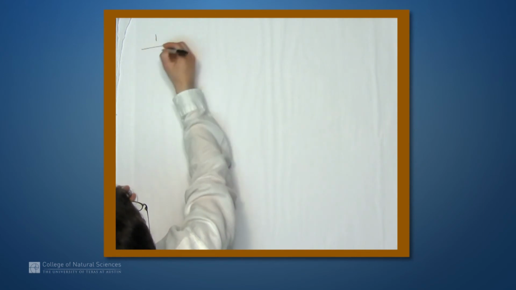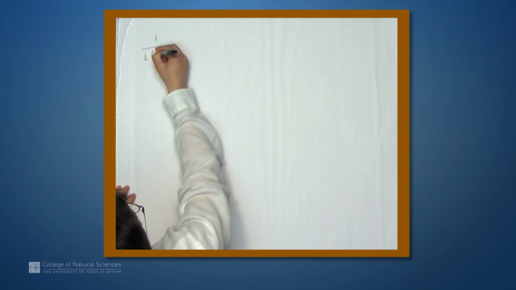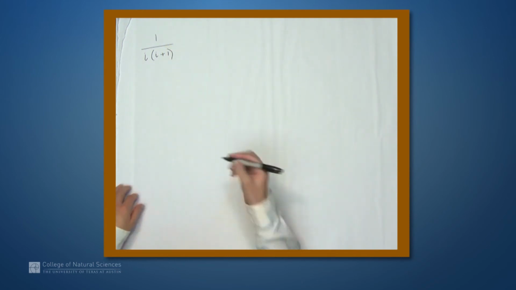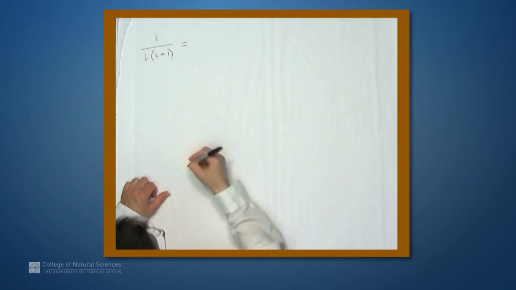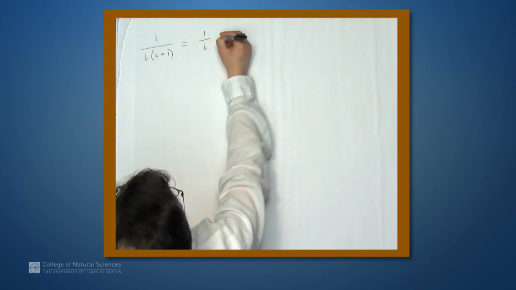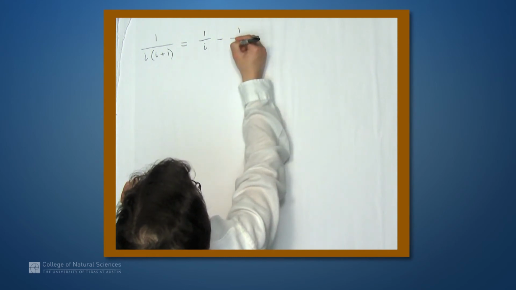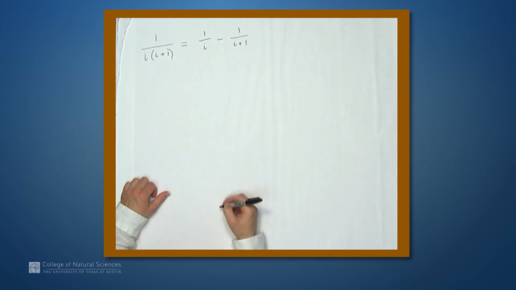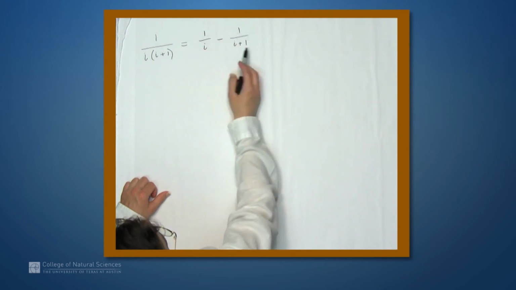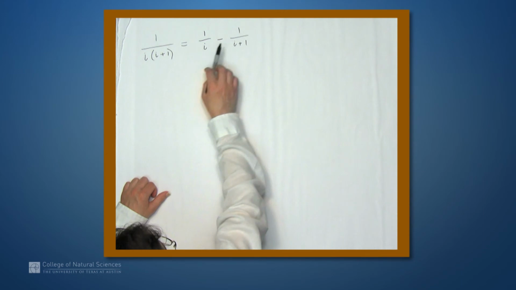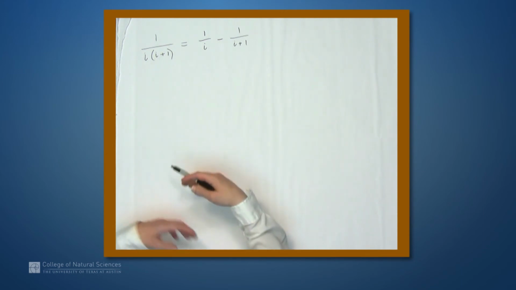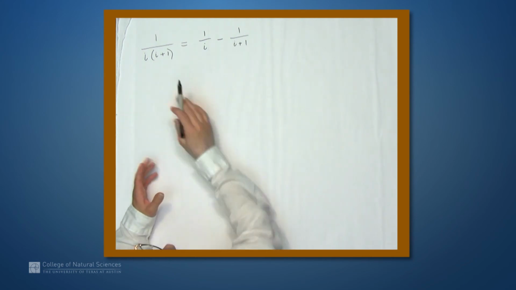And we'll do that by taking a closer look at these terms, 1 over i times i plus 1. And we can actually split this into two pieces. This is equal to 1 over i minus 1 over i plus 1. Now it's usually harder to go from this to this. However, once you see this right-hand side, you should be able to verify that this can be rewritten as the left-hand side.